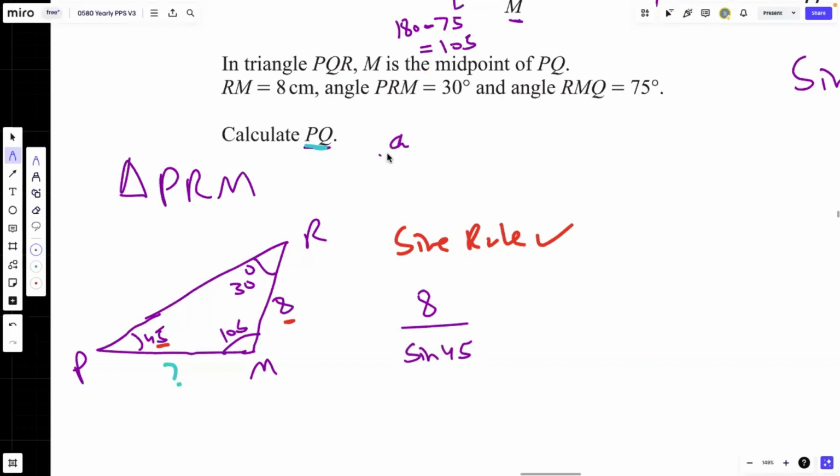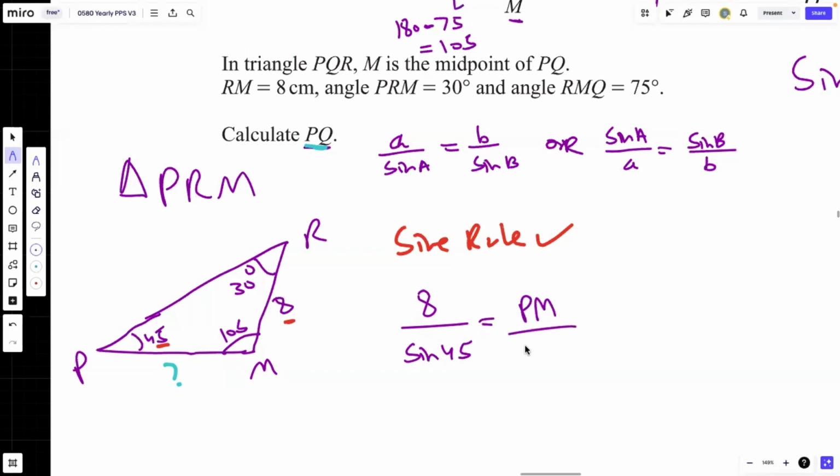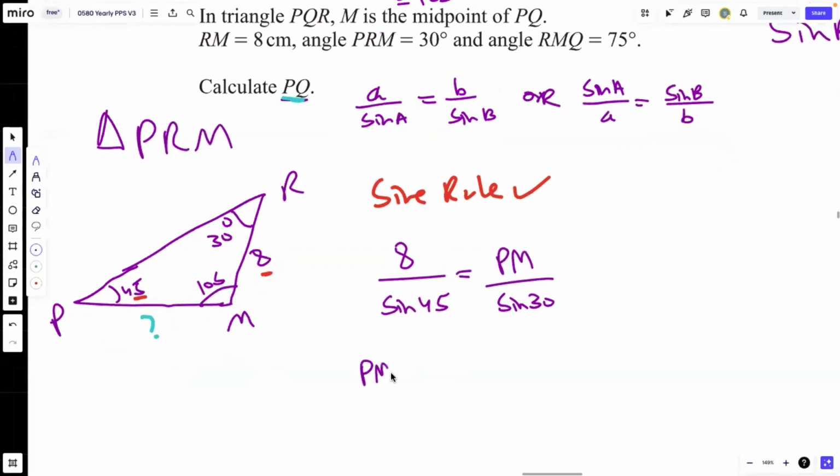Some people prefer the one where the side is in the numerator, or you could keep the angle in the numerator and the side in the denominator. Both work perfectly fine, but why did I keep the side in the numerator? Ideally, you keep in the numerator the thing that you're trying to find. We're trying to find a side, so that's why I kept the side in the numerator. PM equals the side that we're looking for, over the corresponding angle, sine 30.